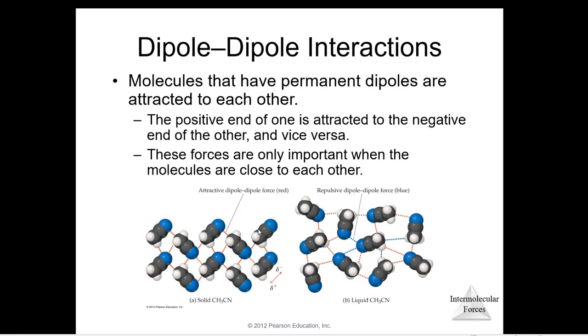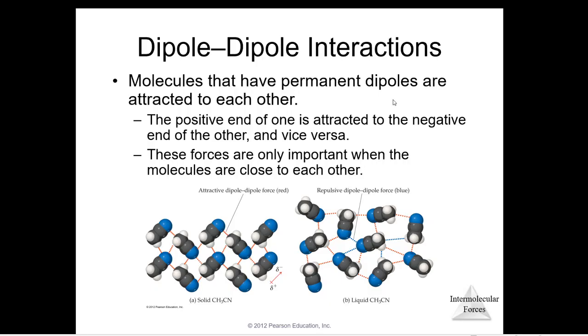But what can happen in London dispersion, also remember, is those electrons are always moving, so they can move to the other side. So that's why we call them dispersion, because they just kind of disperse randomly and then come back. The other one that we'll talk about is a dipole-to-dipole interaction. And these molecules that have permanent dipoles.